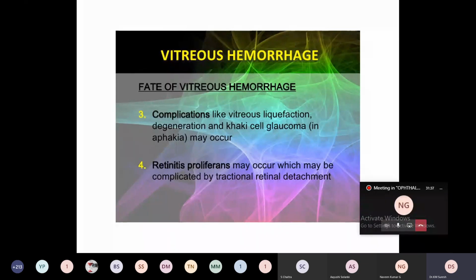Some complications like vitreous liquefaction, degeneration, and glaucoma, especially in aphakia, may occur due to vitreous hemorrhage. Retinitis proliferans may occur, which may be complicated by tractional retinal detachment. Retinitis proliferans is nothing but organization of the vitreous, and then it is converted into fibrils that can cause traction over the retina, and then it can pull the retina, causing tractional retinal detachment.